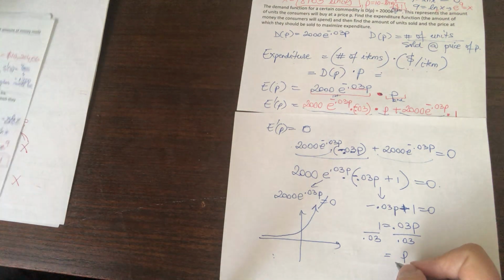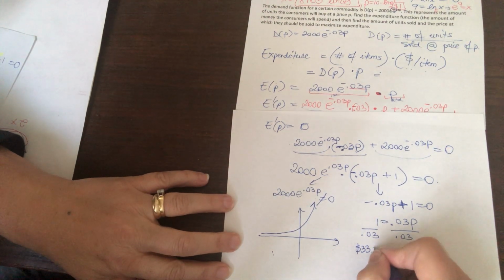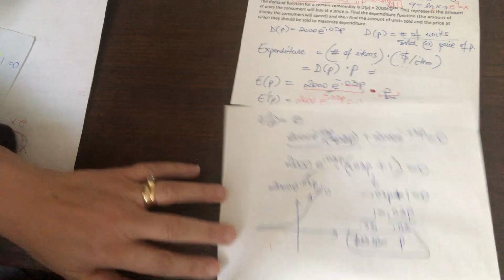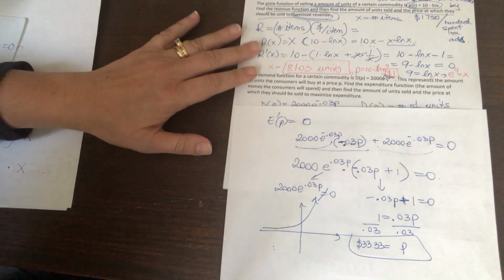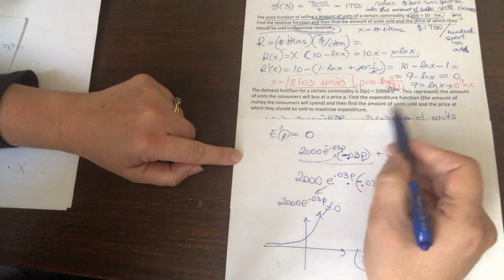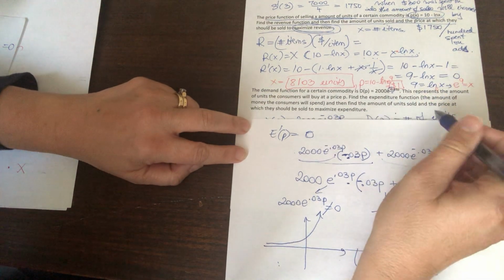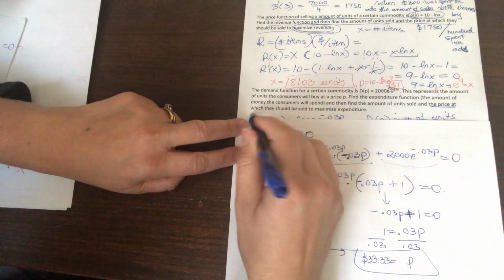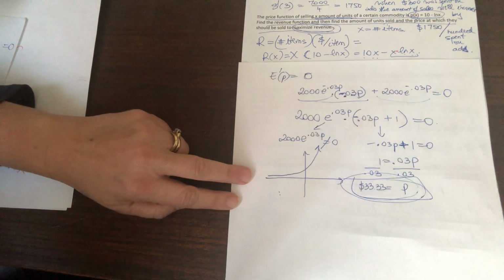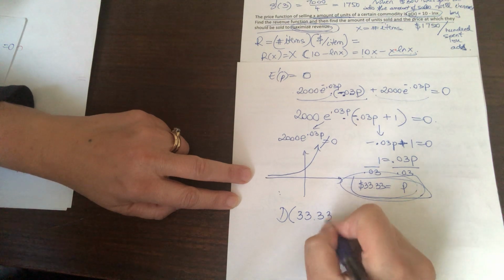Let me see. Yeah, that's right. So $33.33. So there's the P. Okay. Let's go back and make sure that we've answered the question. It says, find the expenditure function. We did. And find the amount of units sold, and the price at which they should be sold. The price at which they should be sold is $33.33. The amount of units, well, depends on it this way, right?